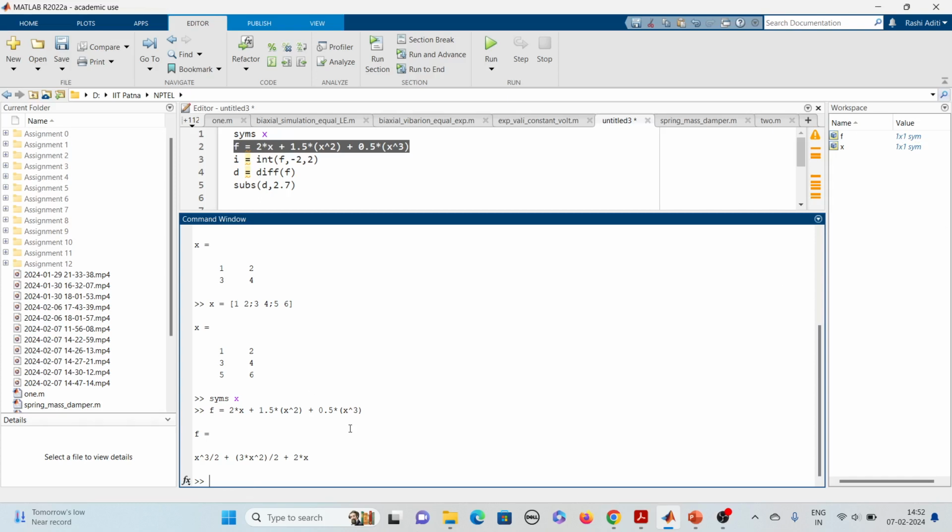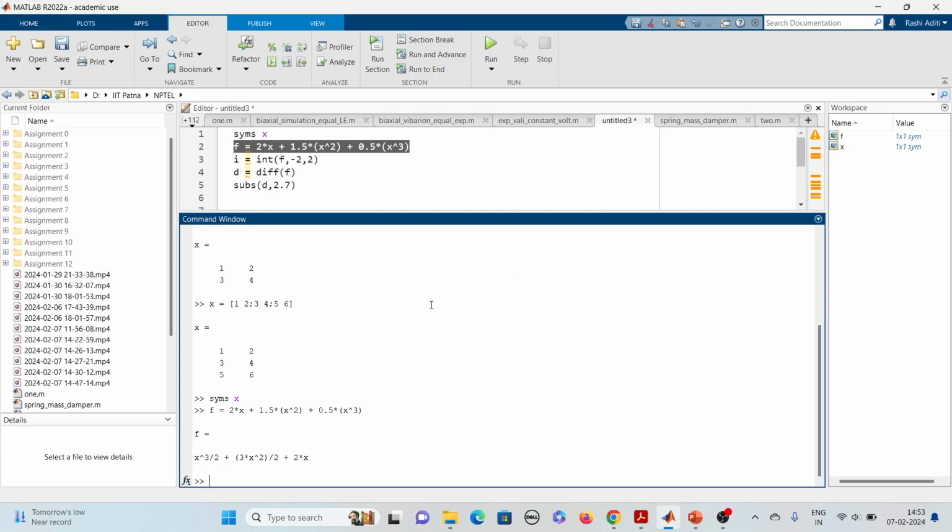Okay, now since I have defined my function, I have to find two things. I have to find its integration from -2 to 2 and differentiation, and then the value of the differential at 2.7. So first coming on to the integration. Integration can be done in two ways. First is the definite integral and second one is the indefinite integral, right?